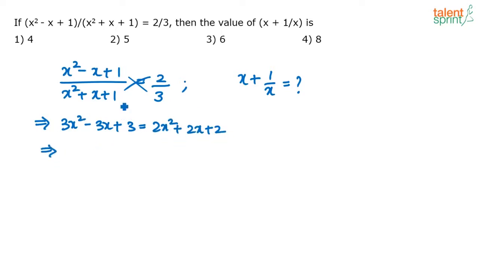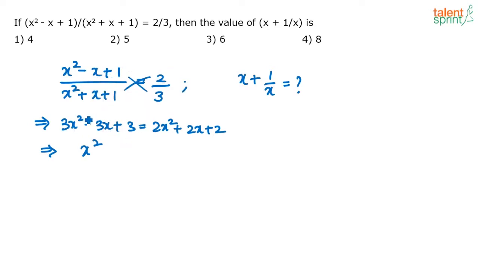Again, you could have avoided this step and directly written the simplification here. You know that this is 3x squared minus 2x squared, so you can directly write x squared if you are confident enough. Then minus 3x minus 2x. See, minus 3x, this plus 2x when it comes to the other side becomes minus 2x. So minus 3x minus 2x will give you minus 5x.